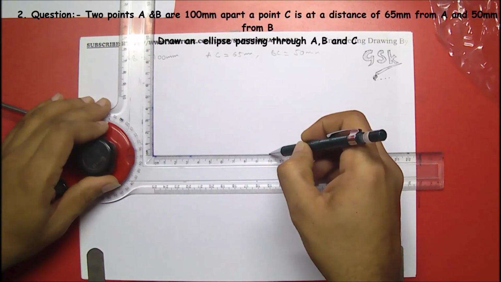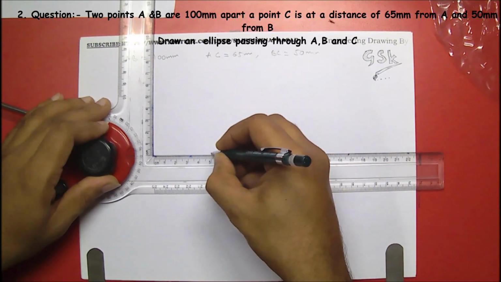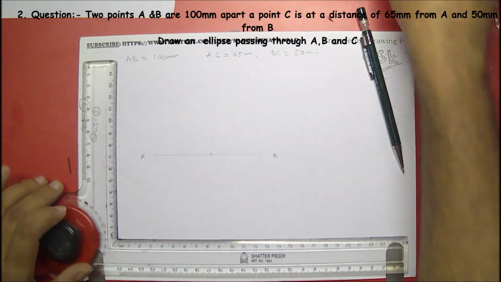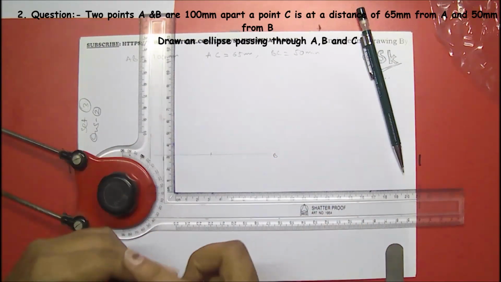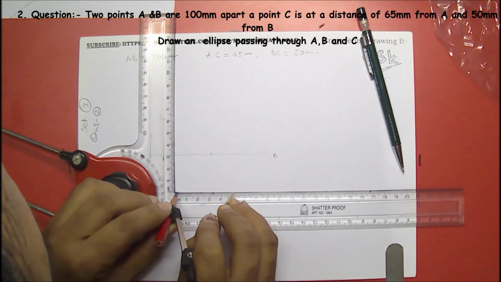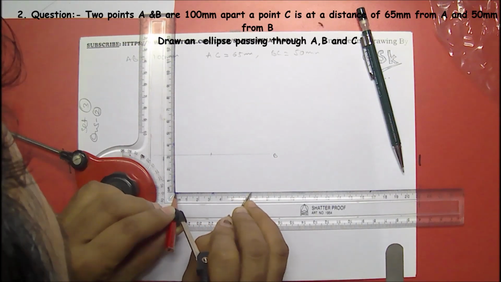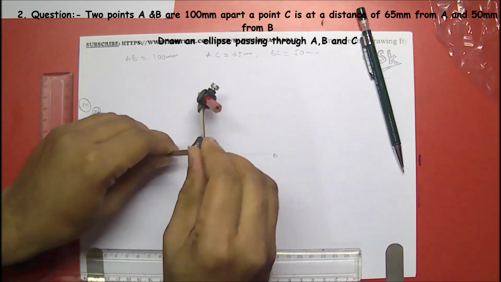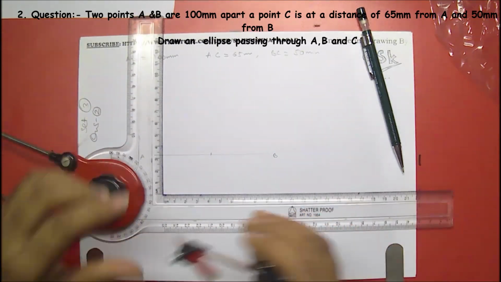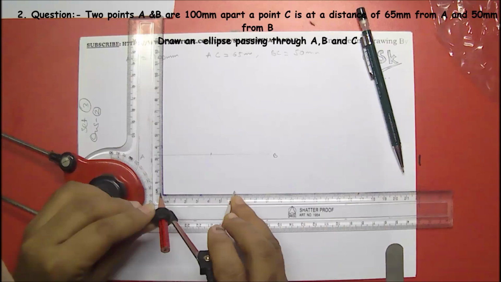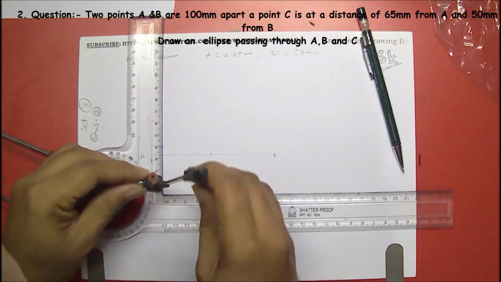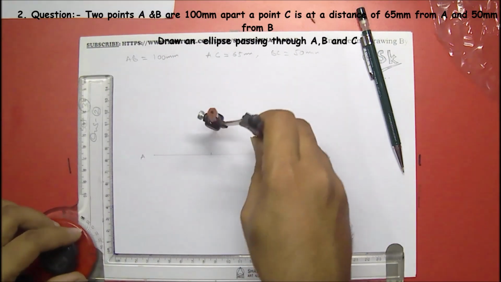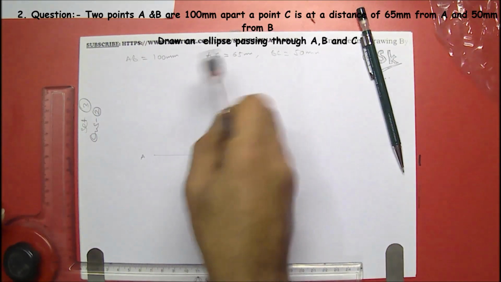I'm drawing very light. This is 100. This is A. This is B. And coming to C, from A, C is at 65 mm. From B it is 50 mm. This point would be C.